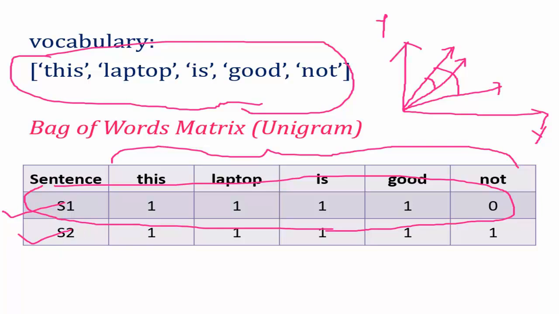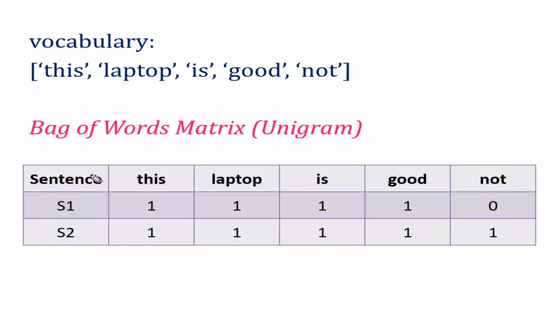So now let's move on. Let's go back to our bag of words matrix. Now you can see what's happening here. In sentence 1, all words are present except not, so it gets 0. In sentence 2, not is present, so it gets a 1. Now if we look carefully, the 2 vectors are almost the same. Only one word, not, is different, that you can see here.